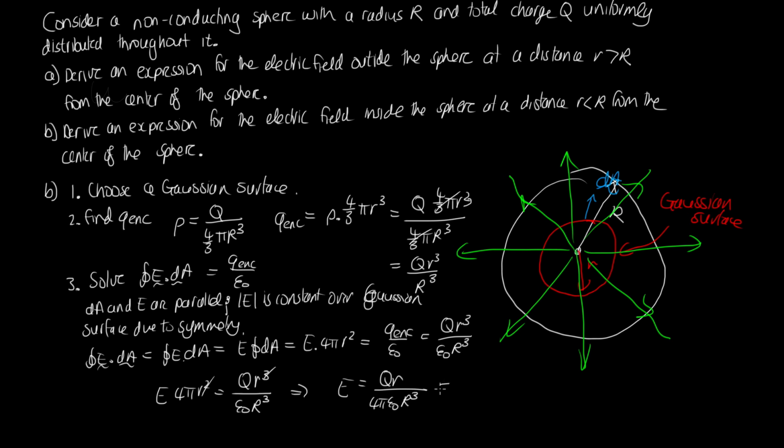So of course, if we wanted, we could write this as k Q r over R cubed, just using that k is equal to 1 over 4 pi epsilon naught. Okay, so that's how we solve it for inside a non-conducting sphere.